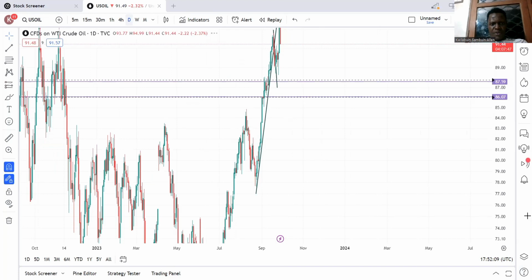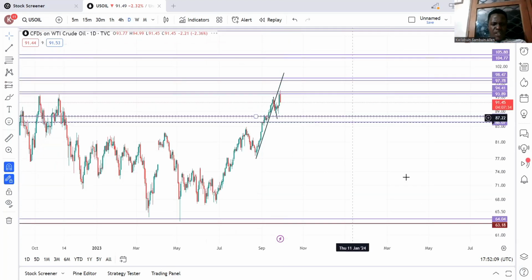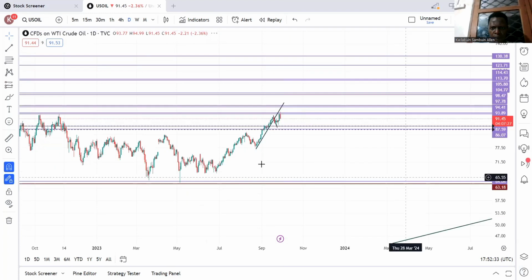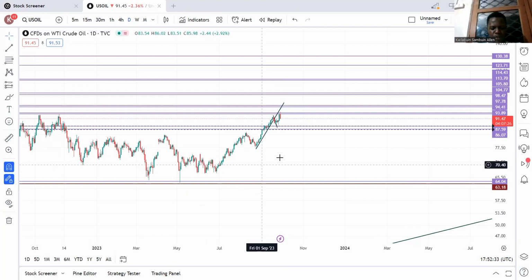Let's cool down. All right. Yeah, this is the daily time frame. So for the daily time frame, the trend line is not broken for US oil. The trend is still obeyed.